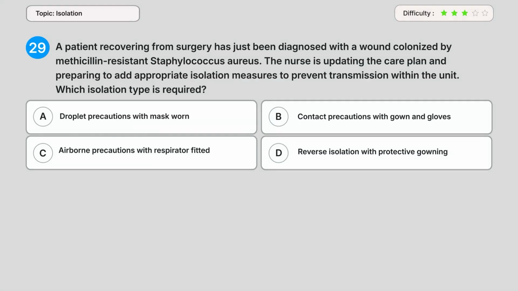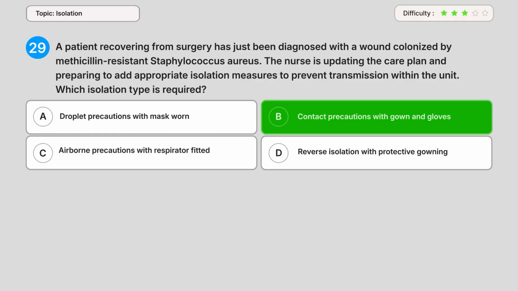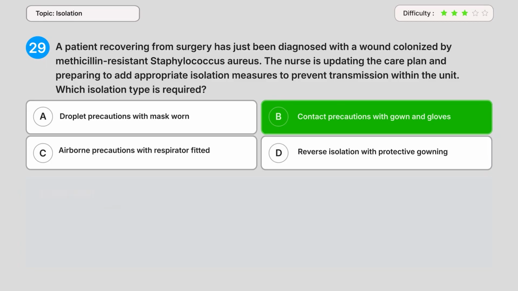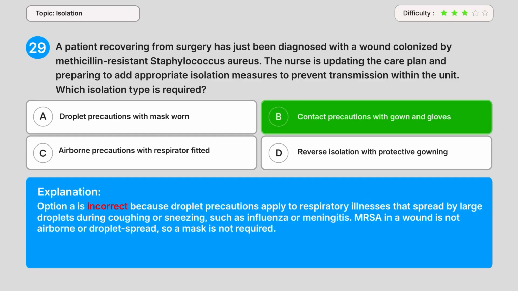Correct answer. B. Contact precautions with gown and gloves. MRSA spreads through direct contact with infected wounds, skin, or contaminated surfaces. Contact precautions require gown, gloves, hand hygiene, and dedicated equipment for the patient to stop transmission to staff and other patients. Option A is incorrect because droplet precautions apply to respiratory illnesses that spread by large droplets during coughing or sneezing, such as influenza or meningitis.